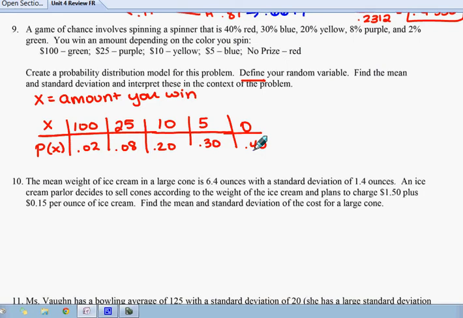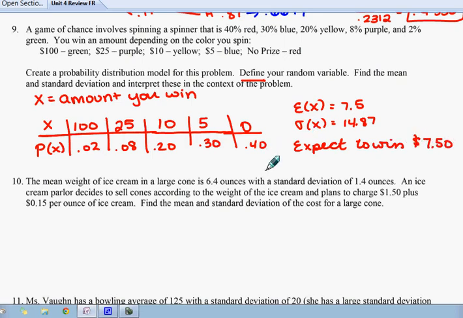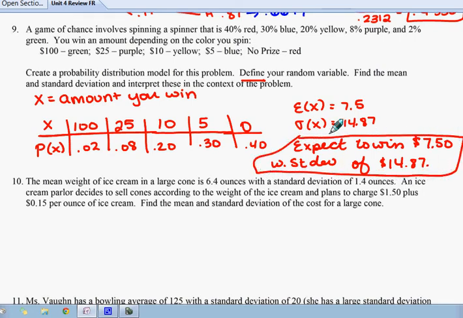And again, I would put this into my table, this being my list 1, this being my list 2, finding the expected value, using list 2 as the frequency. So the expected value of X is 7.5, the standard deviation of X is 14.87. Interpret these in context. That means you expect to win $7.50 with a standard deviation of $14.87. That's all you need to write there. You don't need to draw a normal model or anything like that.